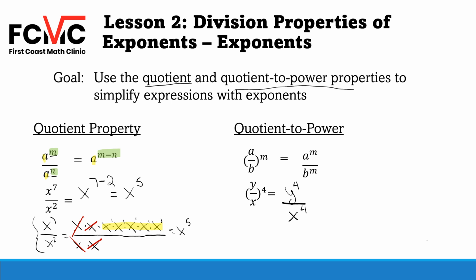So those are the two main properties we're using in this video, the quotient property and the quotient to power property. We are incorporating some of the properties from lesson 1, the multiplication property of exponents. If you want to review those properties, a link to that video is going to come up right now, as well as at the end of this video. We're going to go through a number of examples in this video. So let's get into a couple examples.